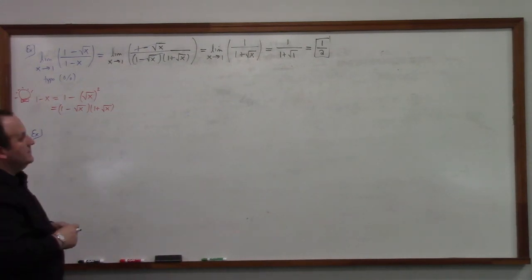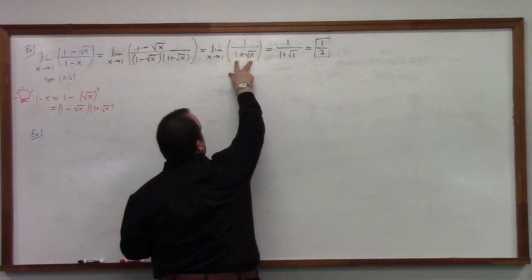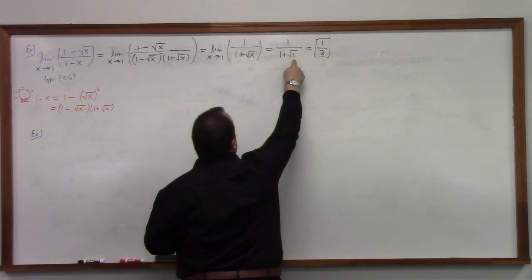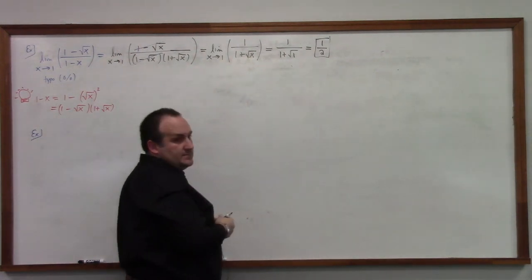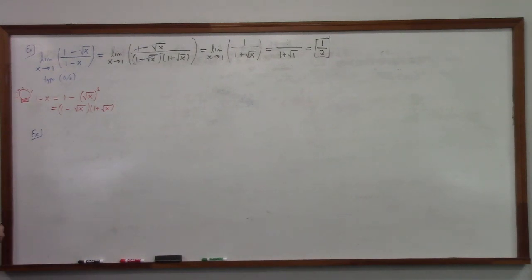I plug in 1 because this expression is defined at 1. It's not like 1 over 0, it's 1 over 2. I mean, when I plug in the 1, the square root of 1 is 1. So I'm just saying, in my mind, you got rid of this square root, you just added 1 plus 1. Well, that's right, because the square root of 1 is 1.